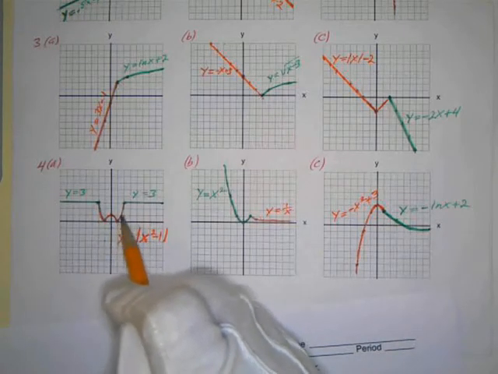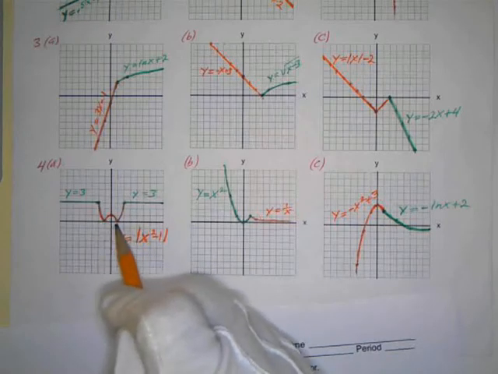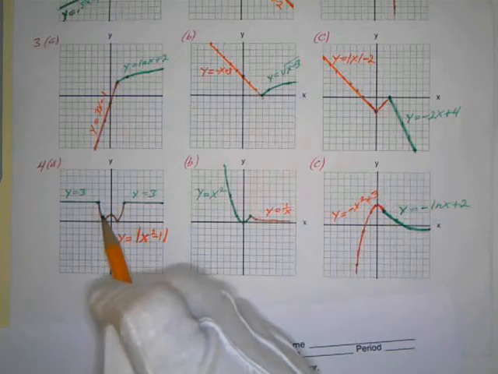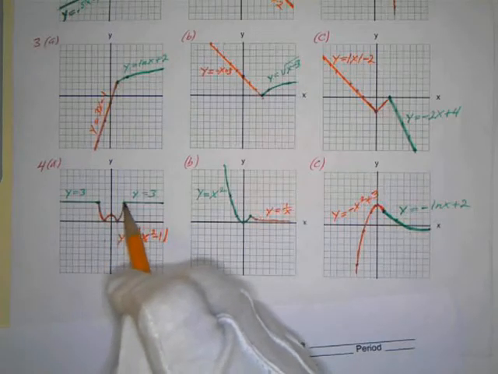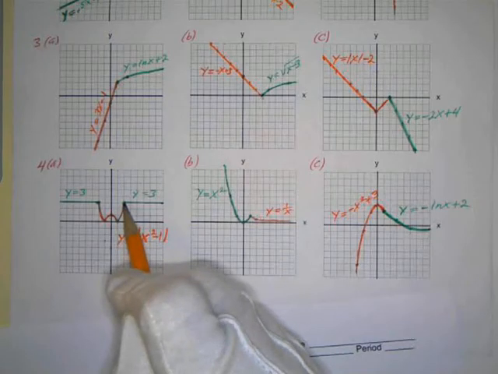But it's the absolute value, so wherever it's negative, we flip it and make it positive. So instead of going down like this, this part, which is negative, goes up here. So this is the absolute value of x squared minus 1. This is x squared minus 1, which is a regular parabola, just shifted down 1.